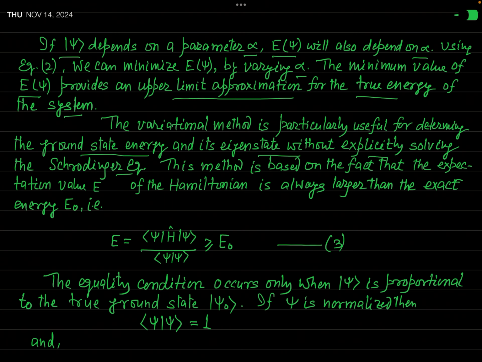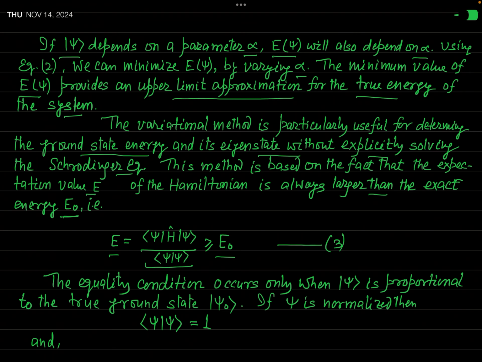Okay. So this method is based on the fact that the expectation value E of the Hamiltonian is always larger than the exact energy E naught. Actually, this E naught denotes the ground state energy. So E, which is equal to this much, should be greater than or equal to E naught. Okay. So we simply say that without solving the Schrodinger equation, we can determine the value of E. Okay.